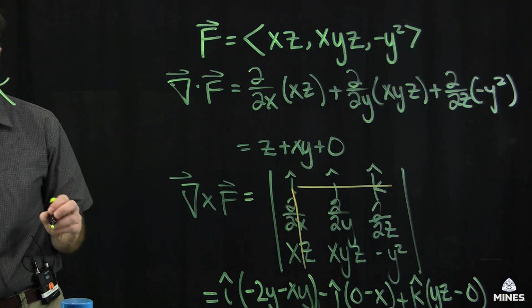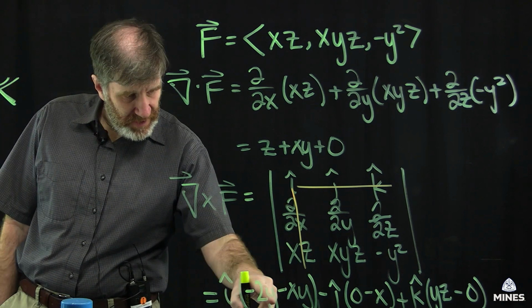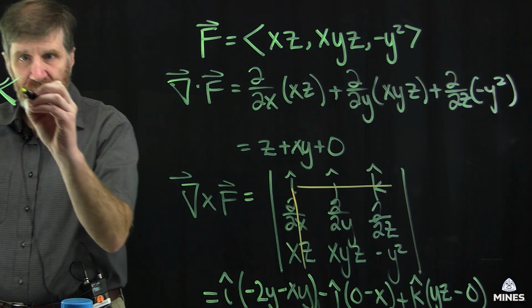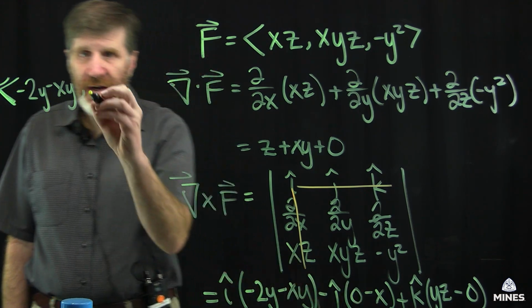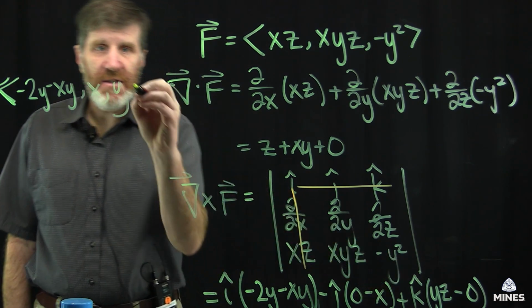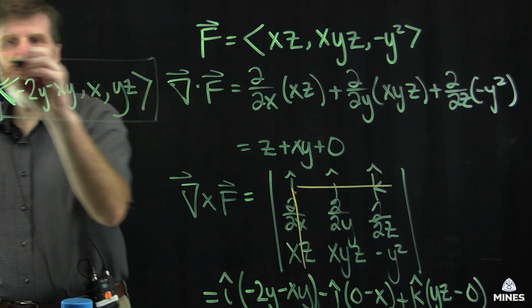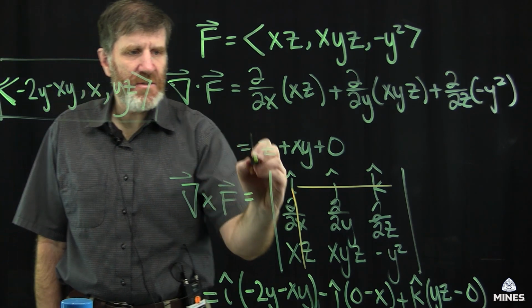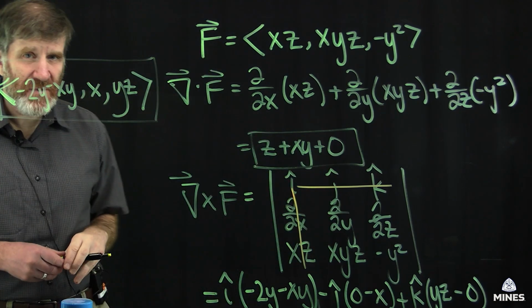Just to finish it off in our bracket notation, this vector looks like negative 2y minus xy, comma, negative x, and then yz for the z component. So that is our curl. This was our divergence, and we've taken both of our vector derivatives of this vector field.